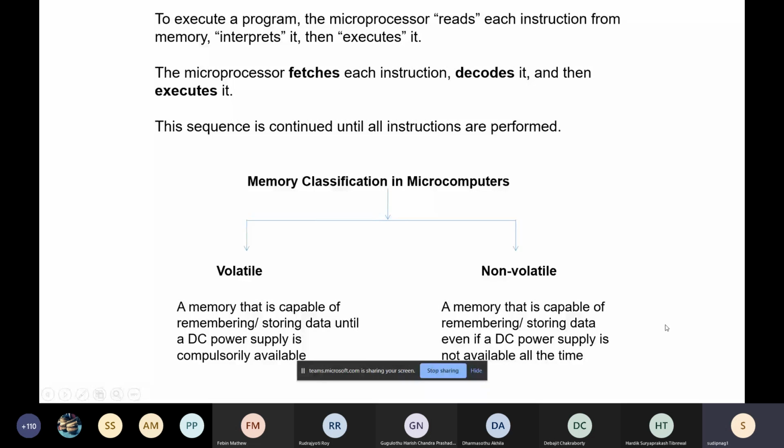So volatile memories are some sort of temporary memories, or you can say secondary or primary types of memories, depending on how you are applying it. I will tell you about that also. At this stage, just remember, volatile memories are something like RAM, random access memories, and non-volatile memories are something like flash or ROM, read-only memory.